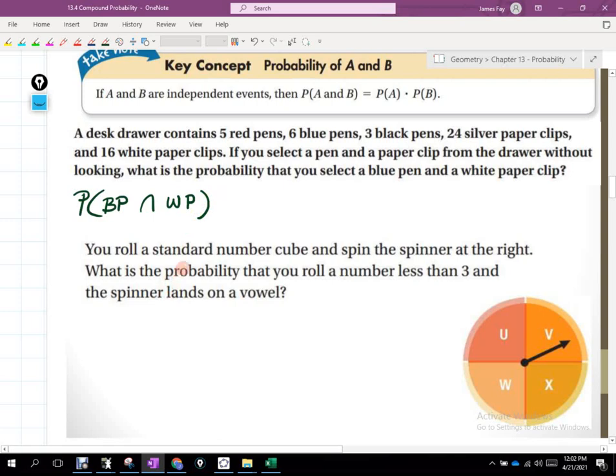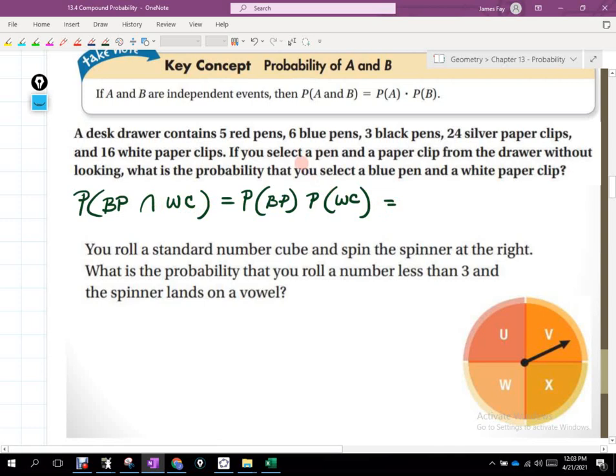Because we're able to identify them as independent events, then we know that the probability of both of them occurring, a blue pen and a white paperclip, is now the probability of a blue pen times the probability of a white paperclip. Let's call this, just so we don't get confused later on if we have to come back and look at this, WC for white clip, so we don't get the P confused with paper clip or pen. So blue pen intersect white clip.